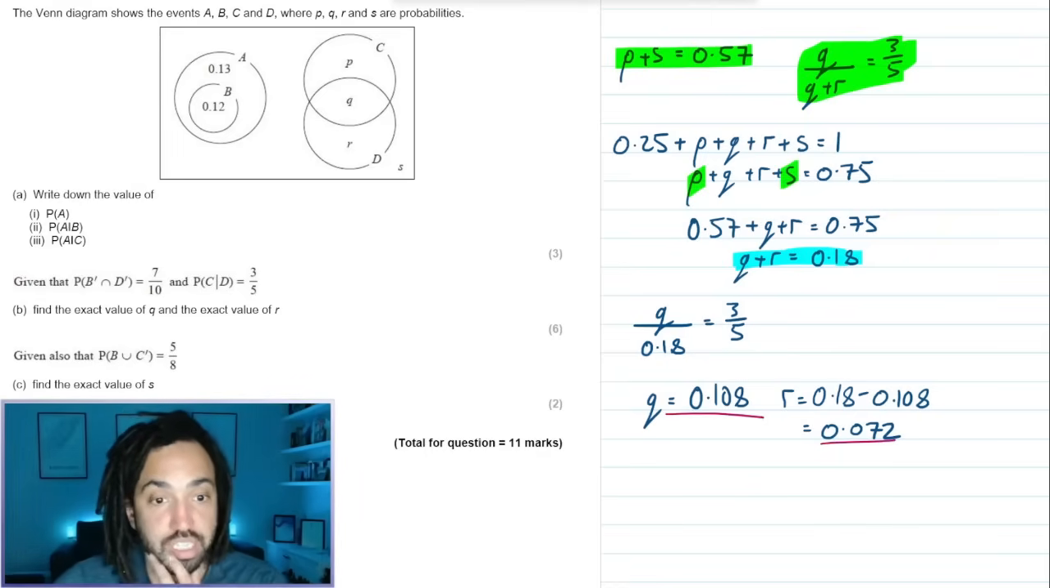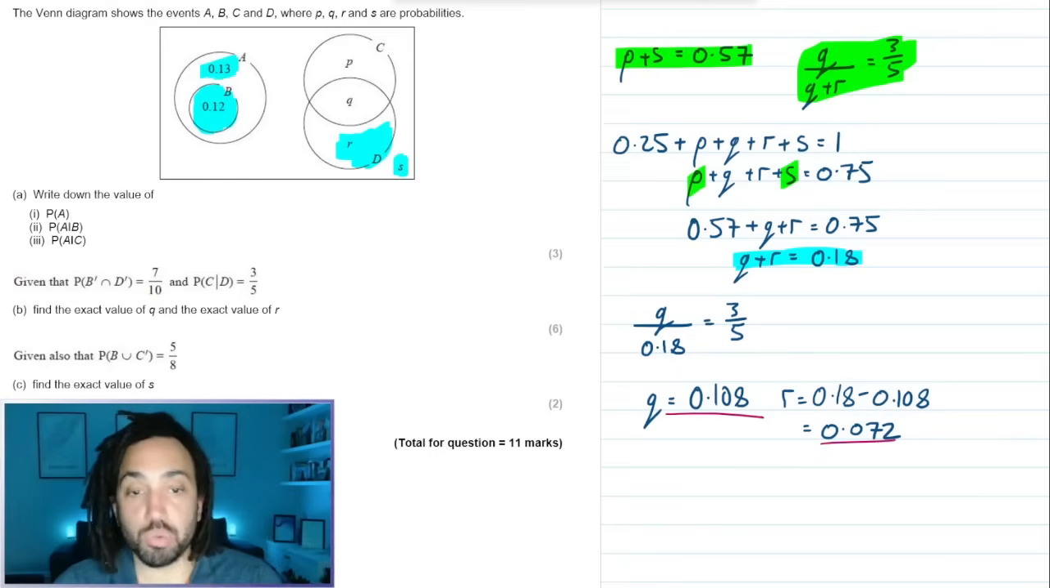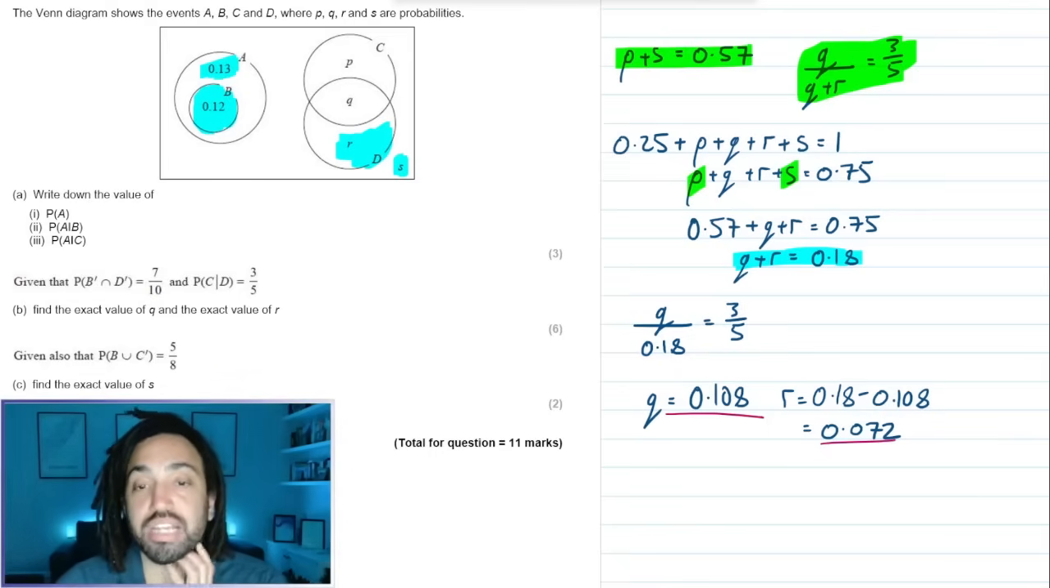Next part says, given also that the probability of B union not C is 5 over 8, find the exact value of S. So what is that then? That's B union with not C. So who's included there? If you're in B, then you're included, and also anyone who is not in C. So this guy here and this guy here will all be in the union of B not in C.